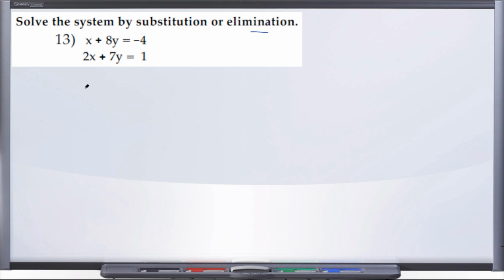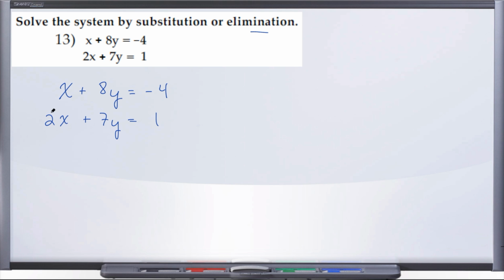And we recall, hopefully, that when we are going to eliminate a variable, we want the coefficient in front of that variable to be the same number, except we want opposite signs. So for example, here in number 13, we've been given x plus 8y equals negative 4, and in our second equation we've been given 2x plus 7y equals 1. And because we want to eliminate the x's, we want the same number in front of the x, except for one of the equations we want a positive, and for the other a negative. That's also known as additive inverses. That's what we want in order for the variable to cancel.